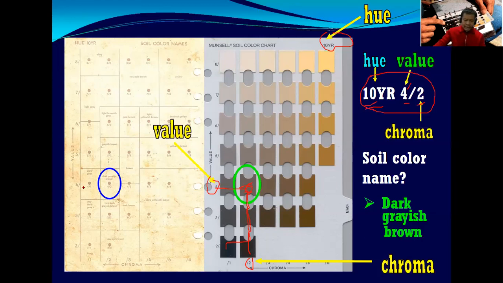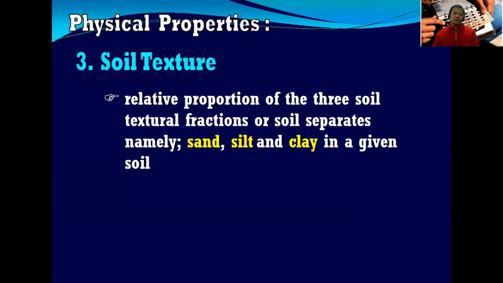Because there are names here. Look here: dark grayish brown. This is the color, this is its name. So dark grayish brown. This is the exact color. This is the Munsell soil color chart, and it describes the attributes of soil color in an exact and right manner. Okay, so that is for soil color.